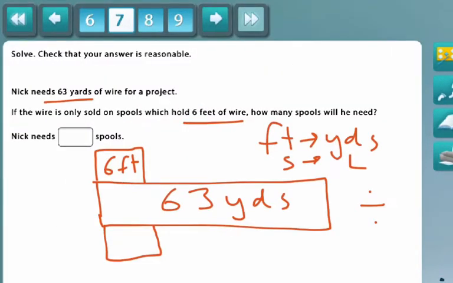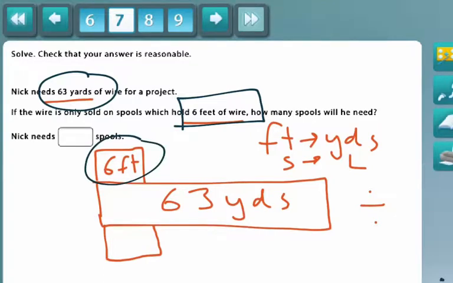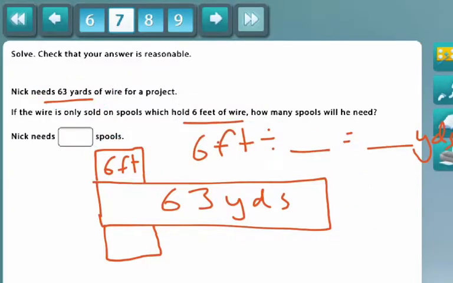Problem number 7 is a multi-step problem. He needs 63 yards of wire, but each wire is only sold in spools of 6 feet. So the first step is you're going to need to convert your feet into yards. You're going from a smaller unit to a larger unit, so that means you're going to divide. Dividing 6 feet by 3 gives you 2 yards.